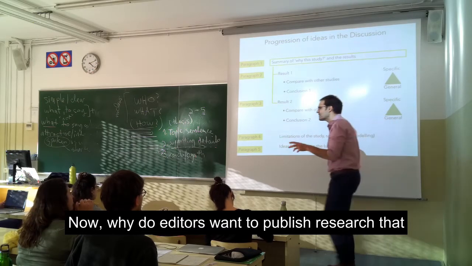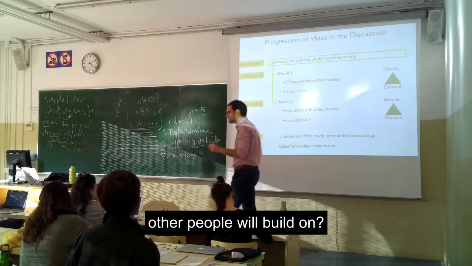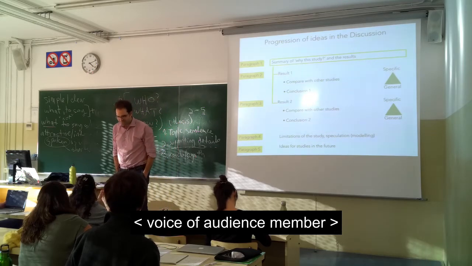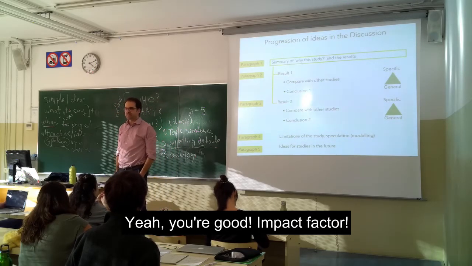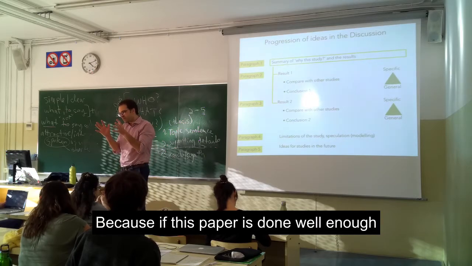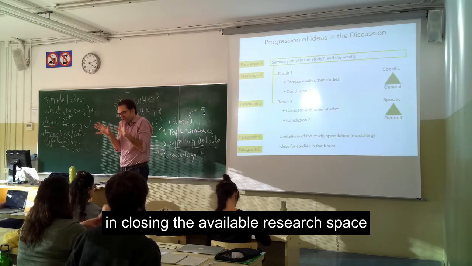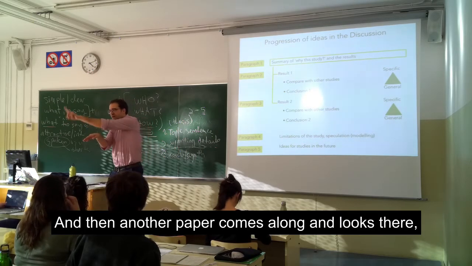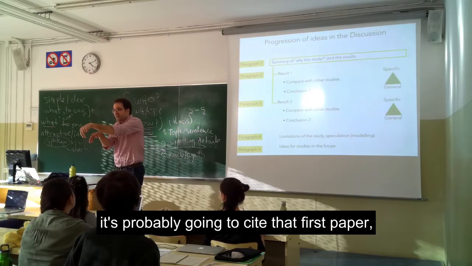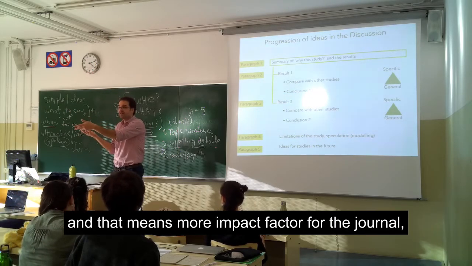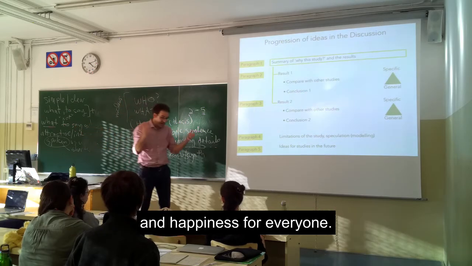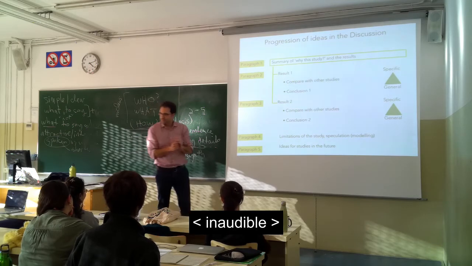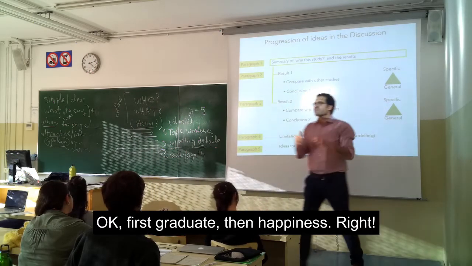Now, why do editors want to publish research that other people will build on? Yeah, you're good. Impact factor. Because if this paper is done well enough and kind of closing the available research space and saying, well, don't bother looking here so much, we should look more here. And then another paper comes along and looks there, it's probably going to cite that first paper. And that means more impact factor for the journal, which means more money for the journal, and happiness for everyone. That's not fun. You don't want to be happy, right? All right. Or at least to graduate. Okay, first graduate, then happy.